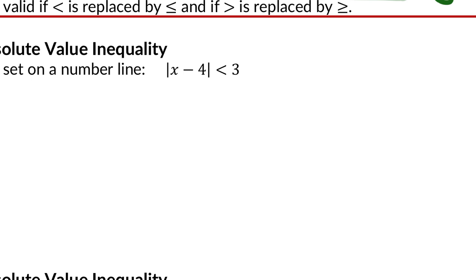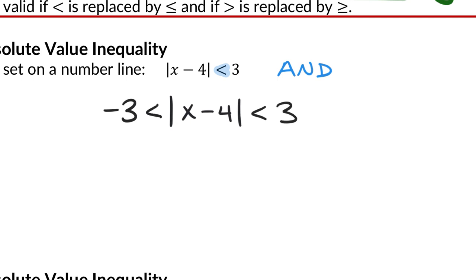Because we have a less than symbol, this is a less than, or an "and" statement. With my "and" statements, we're creating a compound inequality. What we solve is not only the absolute value of x minus 4 less than 3, we also solve with the negative 3 less than on the other side. Where did the negative 3 come from? Great question. Just change the sign.